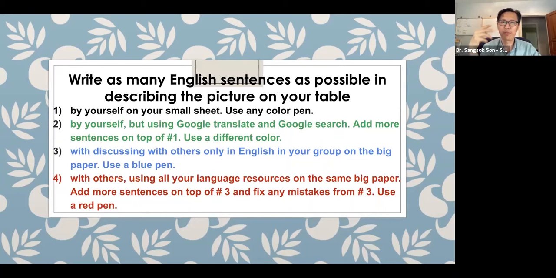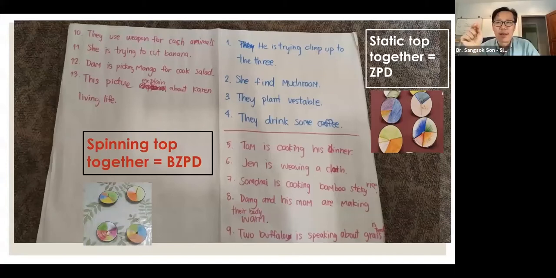And then the third time, we allowed them to work together using only English, without using their comfortable language. And then lastly, we allowed them to use all of their language resources to finish their description. So at the end, this one, the blue color writing, is when they were working together using only English, okay? Which is represented by the static type, together. So they use only one language, but working together.